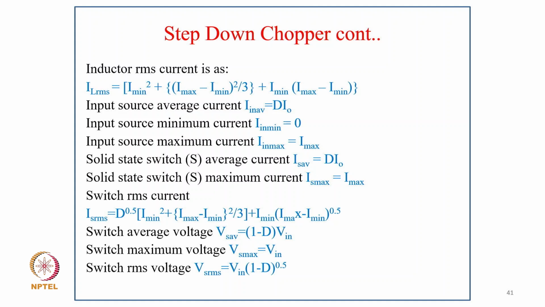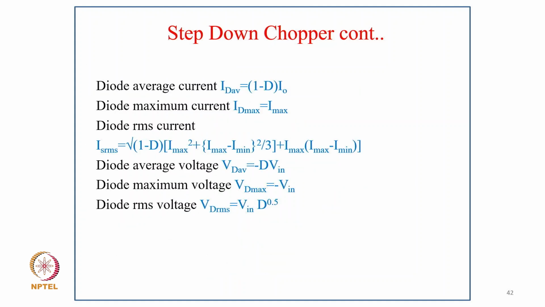So switch average voltage will be (1 minus D) into V in, and switch maximum voltage V S max will be V in, and you can call the switch RMS voltage V in under root (1 minus D). So diode average current will be I D average equal to (1 minus D) I 0, and diode maximum current will be I D max equal to I max.